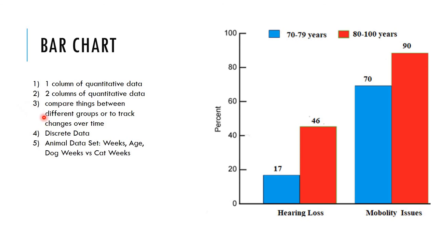Compare things between two groups or track changes over time. Discrete numbers, we use it for here, right? So notice how it says 1746, right? That's the number of people in the study, 70 and 90, that fall into this. And then the animal data sets would be weeks and age, right? Because in our animal data set, weeks are whole numbers, and same thing with age. You could also do dog versus cat, and see how long it takes the cats versus dogs to get adopted.